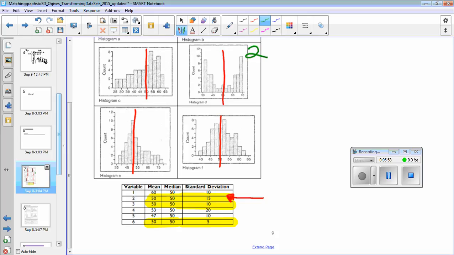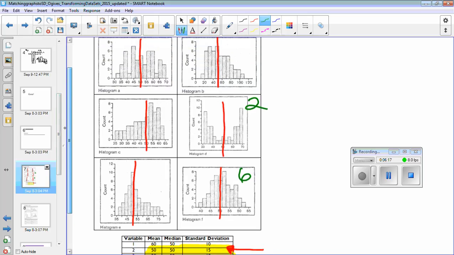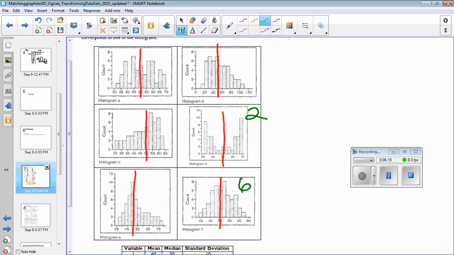Histogram F is symmetric. Most of the data is around the middle. So I agree. I think that's 6. Good. Okay? Doing okay so far? What would the last, we're missing 3, right? So which one is the other symmetric data set? A, so I would think this would be 3. How do you feel? Okay so far?